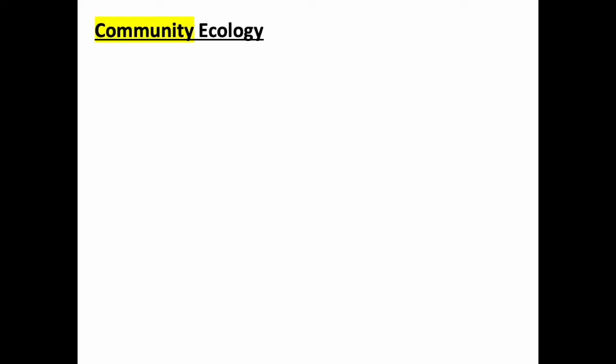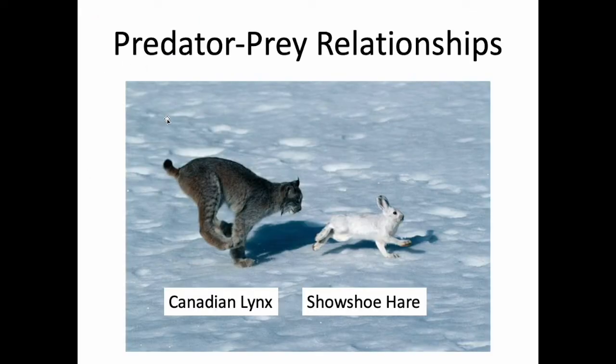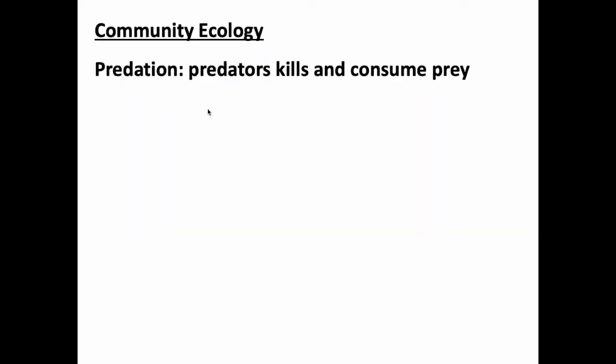So now we're going to see some interesting interactions between these different species. One of these is predation. Predator-prey relationships. Canadian lynx and snowshoe hare, just as an example here. Predators kill prey and eat them. Actually, that's what I say here. Yeah, predation happens within a community. Predators kill and consume prey.